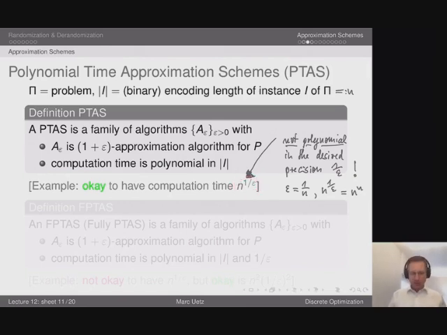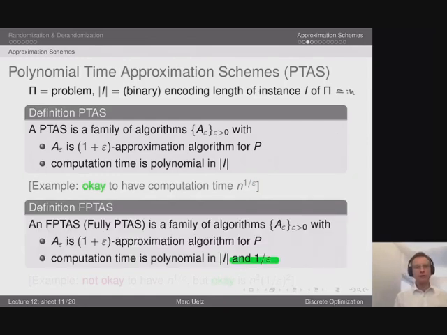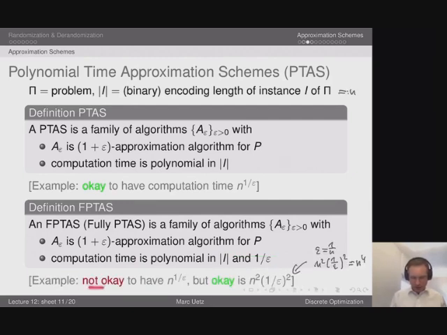All right, if we also require that, that leads to the definition of a fully polynomial time approximation scheme. And that is exactly the same, with the only difference that I also require the computation time to be polynomial both in the input size of the instance and the precision that I require, so in 1 over epsilon. So here, for an FPTAS, it is not okay to have this computation time n to the 1 over epsilon, because this is not a polynomial function in 1 over epsilon. But it would be okay, for example, to have this polynomial. So it depends polynomially on n squared, which is the input size of the problem, and also polynomially in the required precision, right?